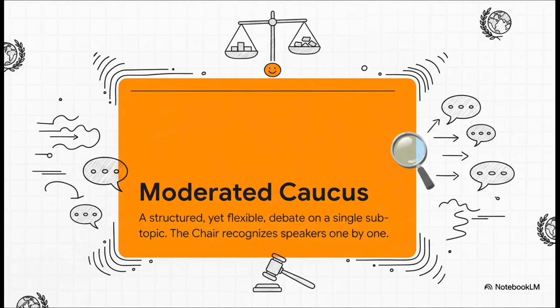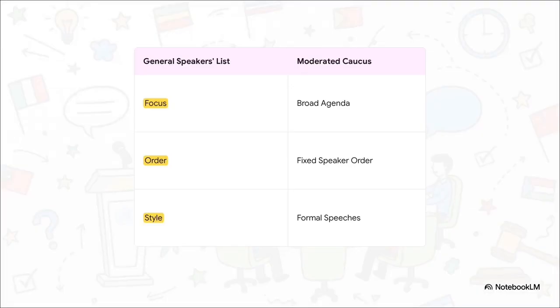Think of it as the perfect middle ground. It's not as stiff as a formal speech, but it's not a free-for-all either. And this chart makes it super clear. A general speakers list is for those big, broad opening speeches. Everyone gets in a line, says their piece about the entire agenda. But a Mod Caucus? That's a whole different game. It's laser-focused. It's dynamic. It's where the real back and forth happens. You could say the GSL sets the stage, but the Mod Caucus is where you actually start building the solution.